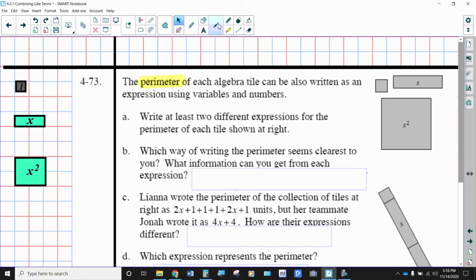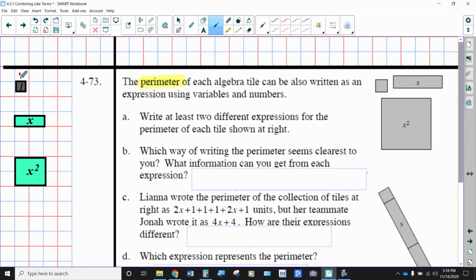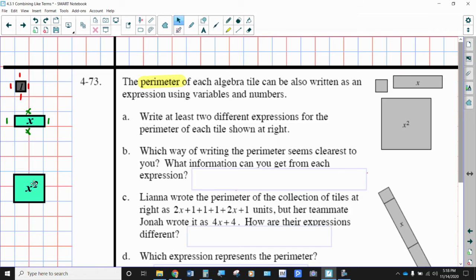Okay, and if we're going to find the perimeter, remember the perimeter is the distance around the shape. So you might want to label each one of these side lengths. Maybe I'll change the color so they don't bleed together. This would be a 1. That's an x. This is an x. And this is a 1. I'm going to give myself a little more room here. And then for the x squared, do the same thing. But this is an x and an x and an x and an x.